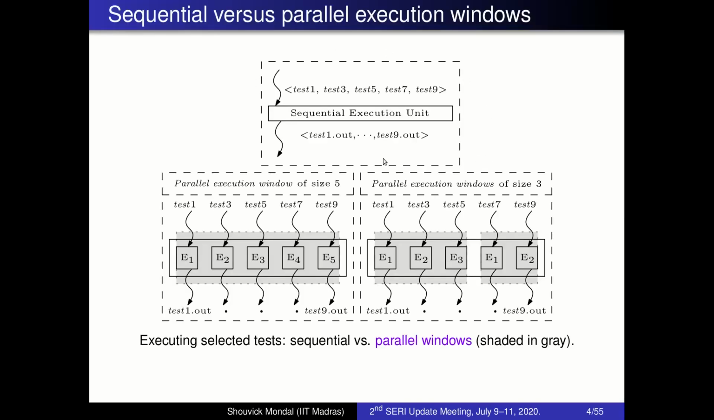Let us first see what the sequential execution would be. We have 10 test cases and we execute them one by one, and with parallel windows, here we have window sizes of 5 and 3. With 5 execution units, E1, E2, E3, E4, E5, we run all the selected test cases, the odd numbered ones, in parallel and record their outcomes. With window size 3, there is some fragmentation in the last window because we don't have that many execution units: 3 at a time for the first burst, and 2 for the next.